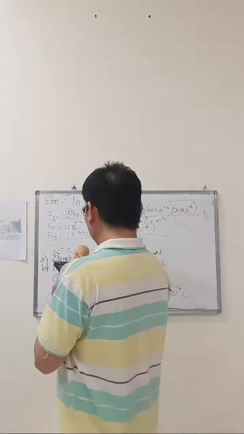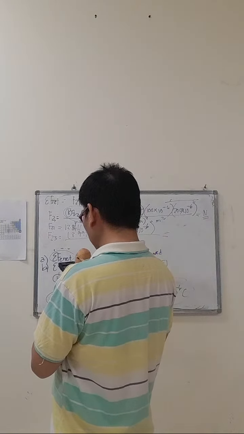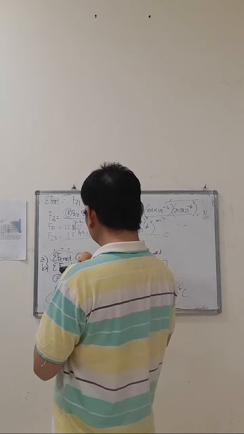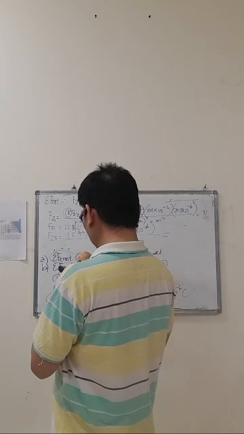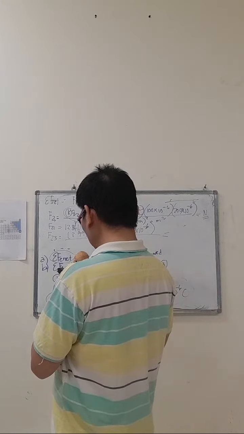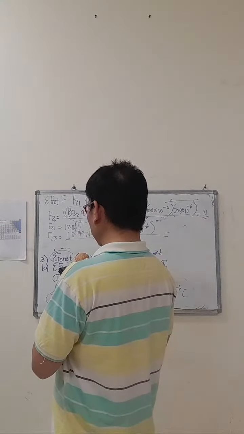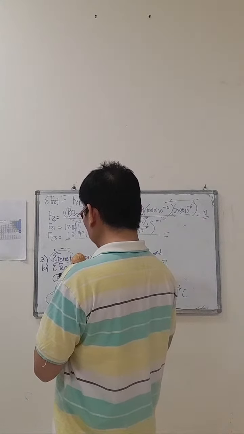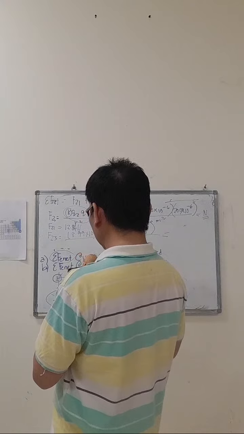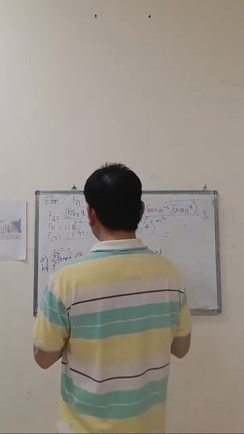So 50 exponent to the negative 6, times 100 exponent to the negative 6, times 8.99 exponent to the 9, divided by 4. So it's going to be 11.24. Okay, again, review.